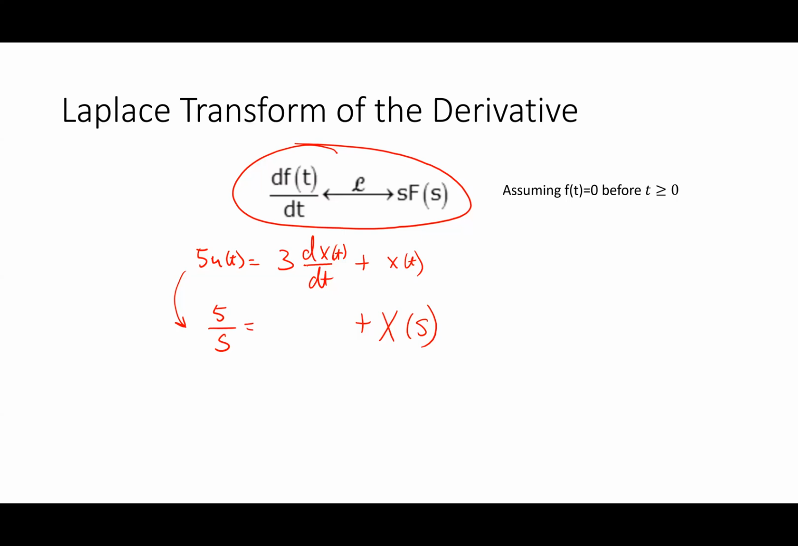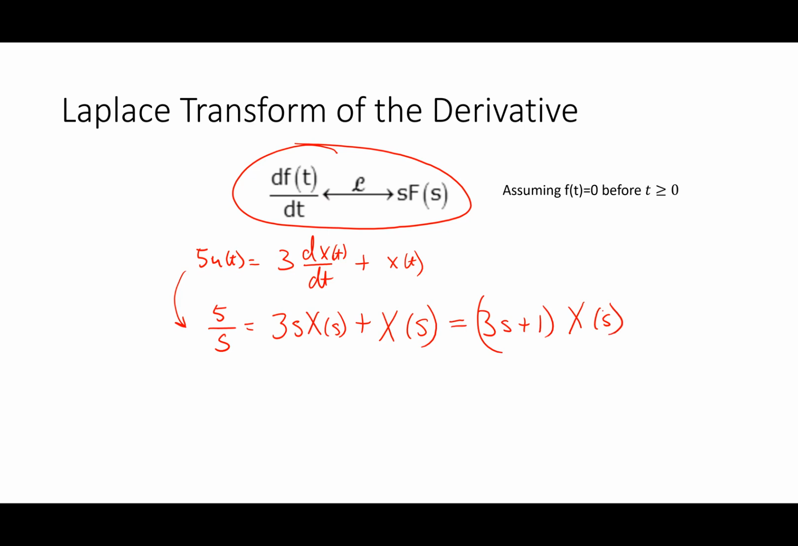Would it turn into 3s times the integral of x of s? No, it's 3 times x of s, right? If I take the derivative of a function, it becomes s times the Laplace transform. So when I take the Laplace transform of it, you use this in differential equations to solve, right? I would write this as 3s plus 1 times x of s.